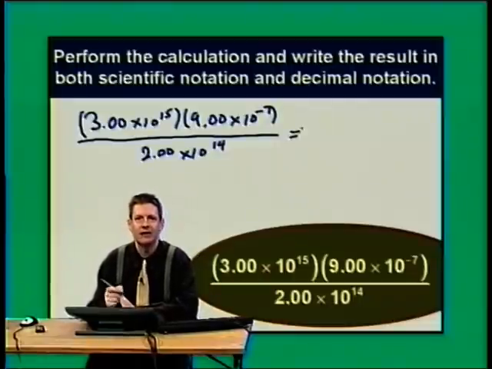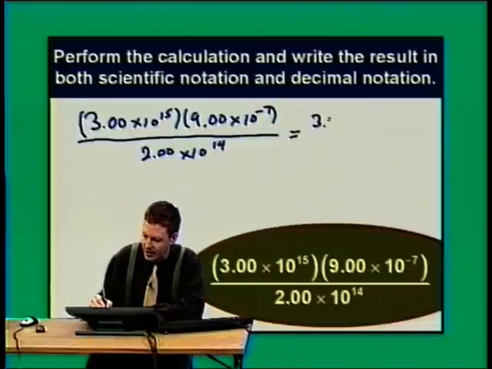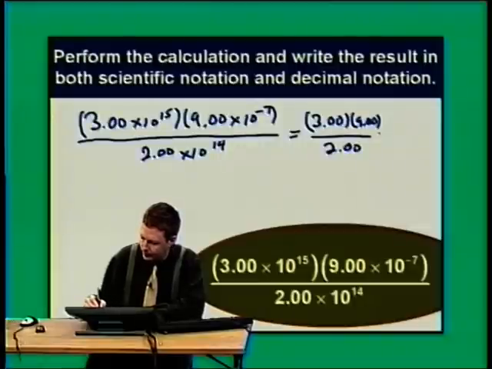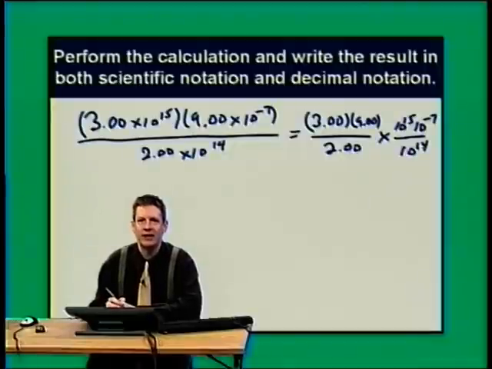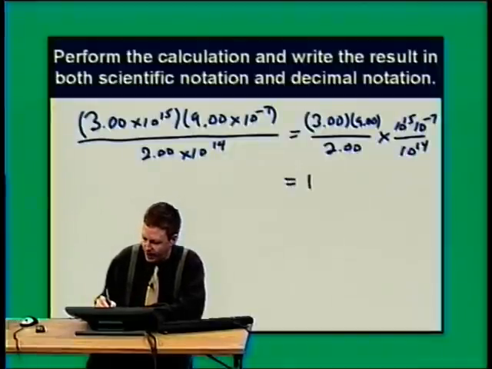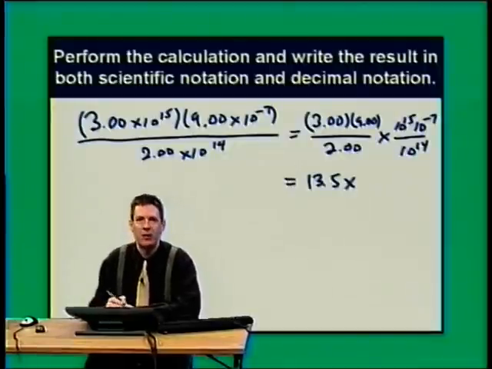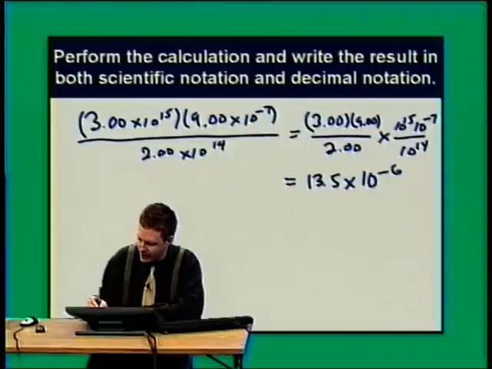Speaking of calculations, the first thing I'm going to do is separate the non-10 factors from the 10 factors. And then I'm going to do some calculating. 3 times 9 is 27. 27 over 2 is 13.5. The exponent on 10 in the numerator is 15 plus negative 7, which is 8. 10 to the 8th over 10 to the 14th, subtracting 14 from 8, is 10 to the negative 6.